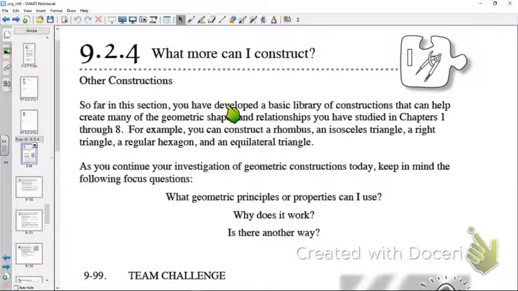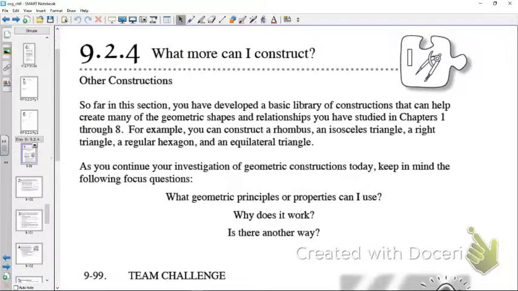So far you've developed a basic library of constructions that can help create many of the geometric shapes and relationships that you've studied from chapters 1 through 8. For example, you can construct a rhombus. We've done that. We've done isosceles triangle. We've done right triangles, specifically two types. We've constructed a regular hexagon, and we've also constructed an equilateral triangle. So as you continue, keep in mind the following focus questions. What geometric principles or properties can I use? Why does it work? Is there another way?